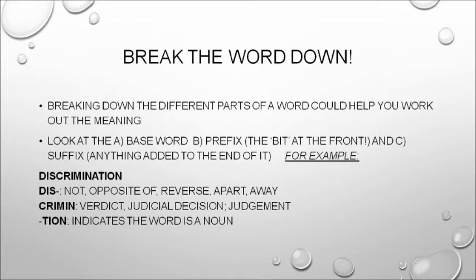Another tip is that you can try and break the word down into smaller words to see if that will help you work out what it means. So you could look at the base word, the root word, what is that main word, or the prefix, which is the bit at the front, or the suffix, which is anything that comes at the end of it that's been added on. For example, discrimination. So the word dis means not, or the opposite of, or reverse. Crimin is verdict, or a judicial decision, or a judgment, and the tion at the end, the shin, indicates that the word is a noun, so you can break it down into smaller parts.